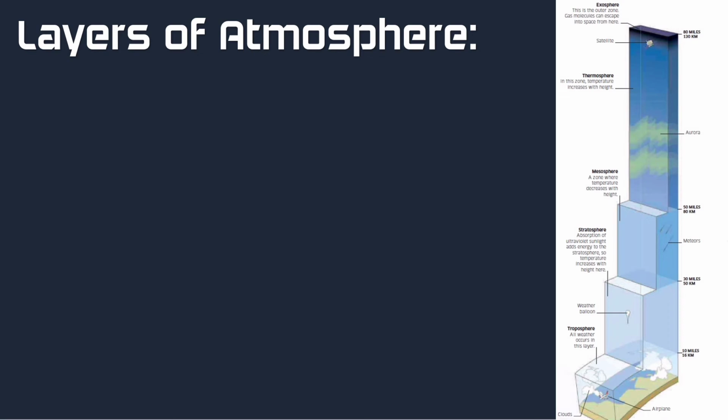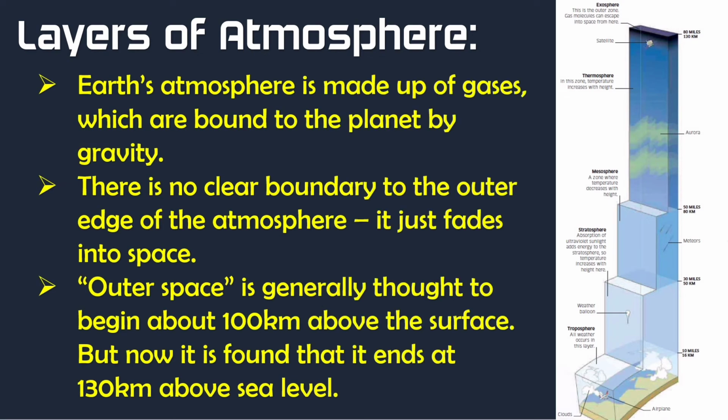Layers of atmosphere. Earth's atmosphere is made up of gases which are bound to the planet by gravity. There is no clear boundary to the outer edge of the atmosphere. It just fades into space. Outer space is generally thought to begin about 100 kilometers above the surface, but now it is found that it ends at 130 kilometers above sea level. Now let us learn about the 5 layers of atmosphere.